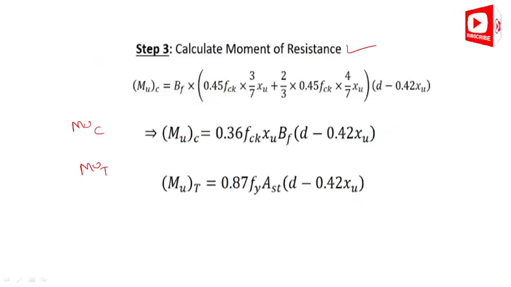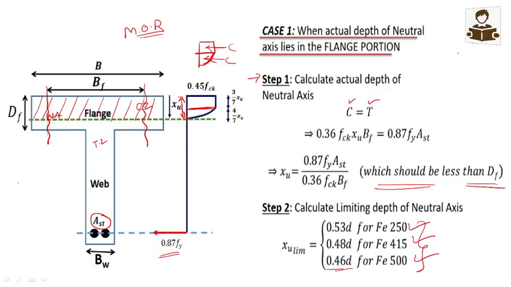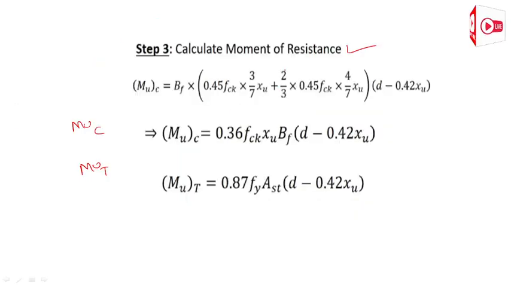So 0.45 fck. So this is 0.45 fck into 3/7 Xu plus 2/3 into 0.45 fck.